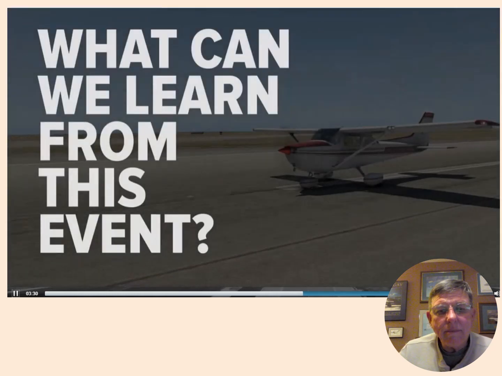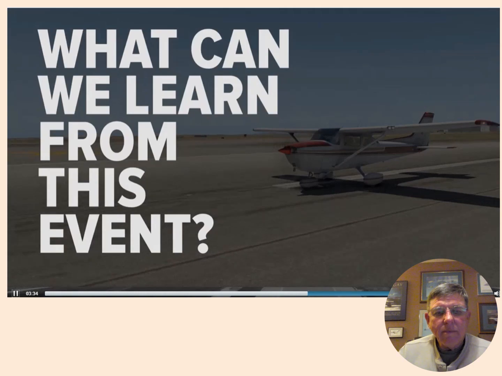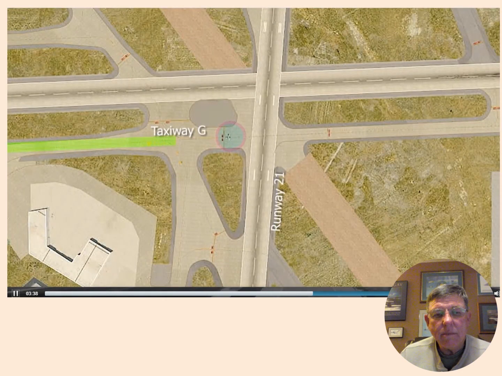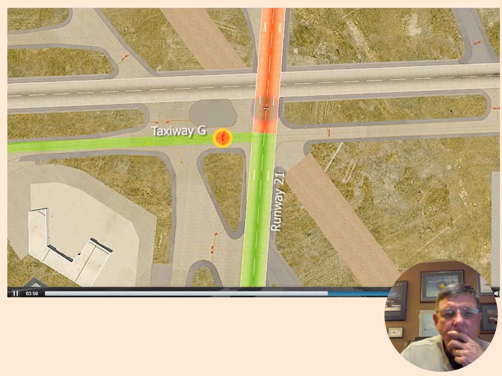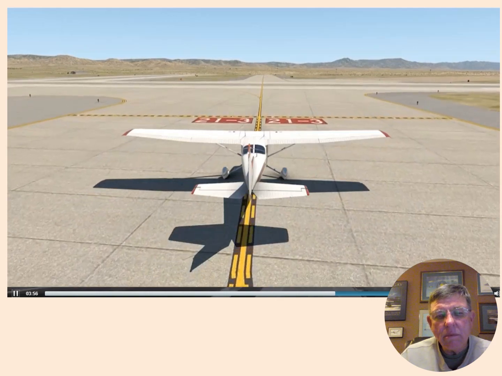What can we learn from this event? Let's take a look at what happened. The controller gave instructions to the pilot of the single-engine aircraft to depart from runway 21 at taxiway Golf. The pilot was also told to expect a 3 to 5 minute delay prior to a takeoff clearance. The pilot planned to use the expected delay time for final preparations before taking off and was not adequately prepared to accept the takeoff clearance.